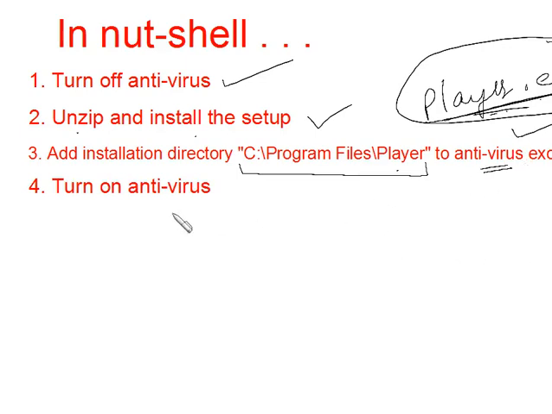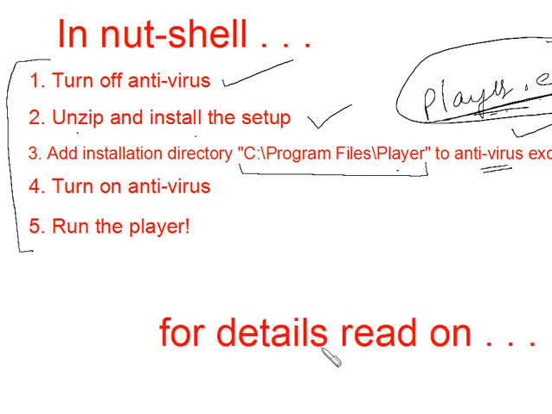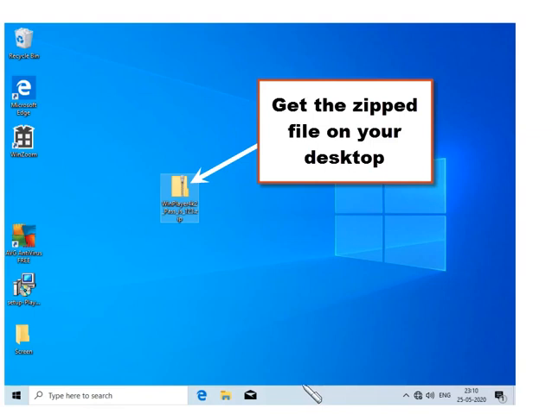Once you have done it, turn on the antivirus and run the player. These are the 5 steps in brief. Now I will explain them in detail. We will provide you a zipped file for the player. Get that file on your desktop.